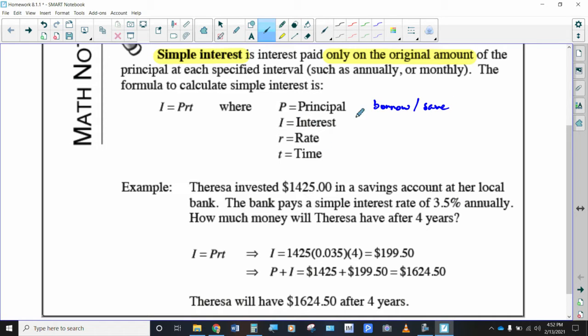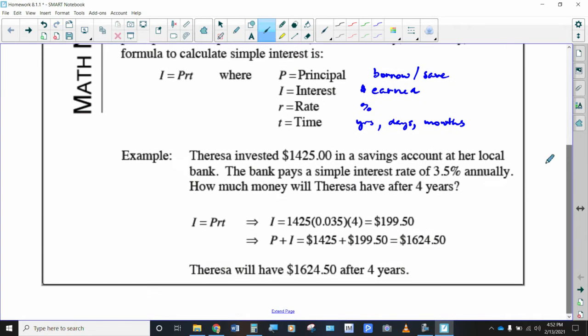Okay, interest is the amount earned over time. Interest rate, that's your percent. What percent are you charging it? And time can be in years, it can be in days, it can be in months, it can be any unit of time, okay? So when we go through and work the 5D process as it pertains to simple interest, we want to define all of these variables.